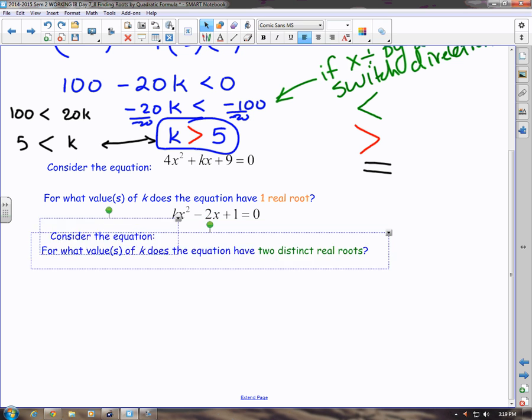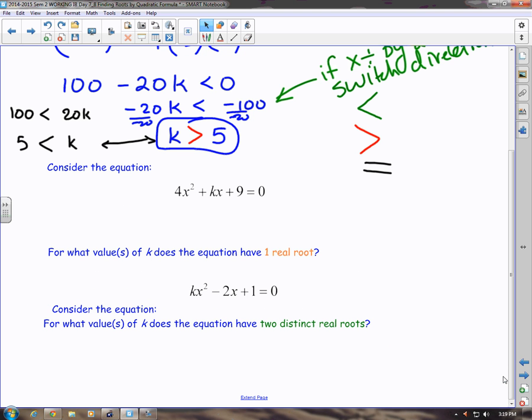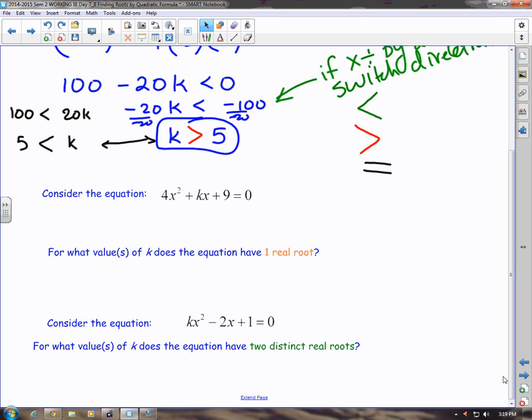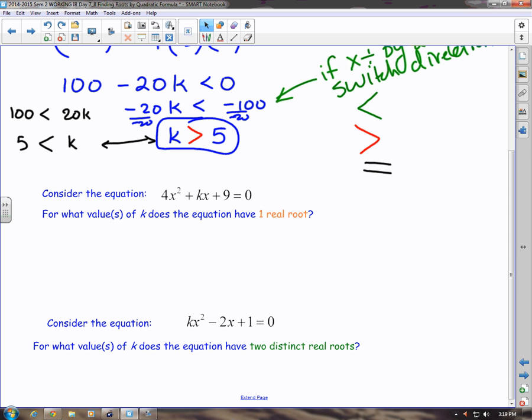Okay? Now, what else do we got here? So we kind of have two more that are sort of similar, except sort of different. Now, the next one says, consider this equation 4x squared plus kx plus 9. And it says, for what value or values of k does this equation have one real root? And then consider this, for what value or values of k does the equation have two distinct real roots? And since it's almost 20 after, we're almost done here. What we'll do is I'll leave these two for you, and then we'll come back tomorrow.